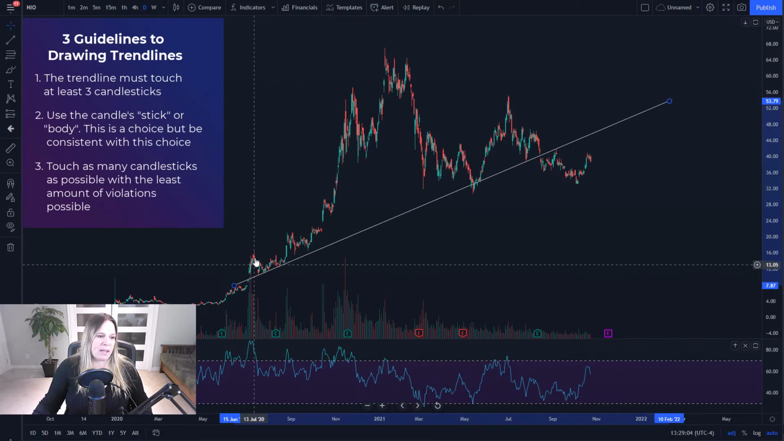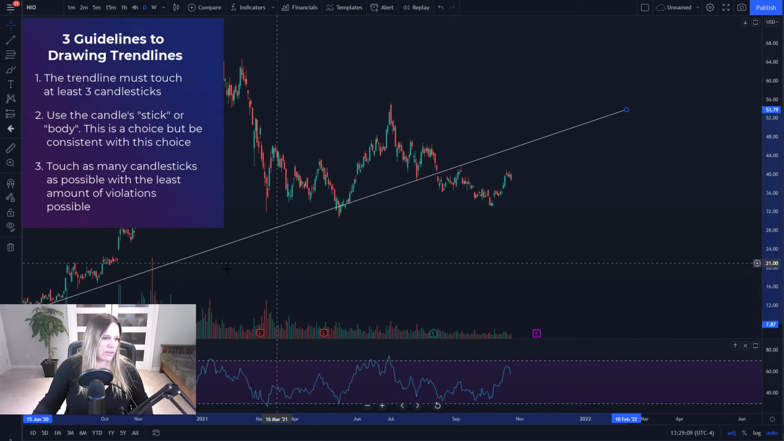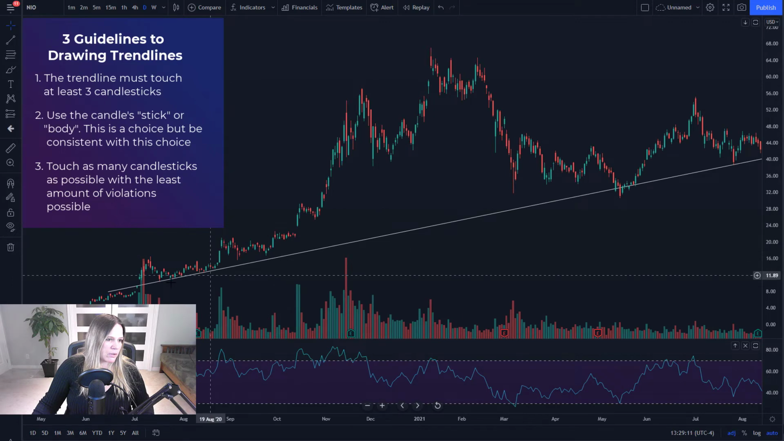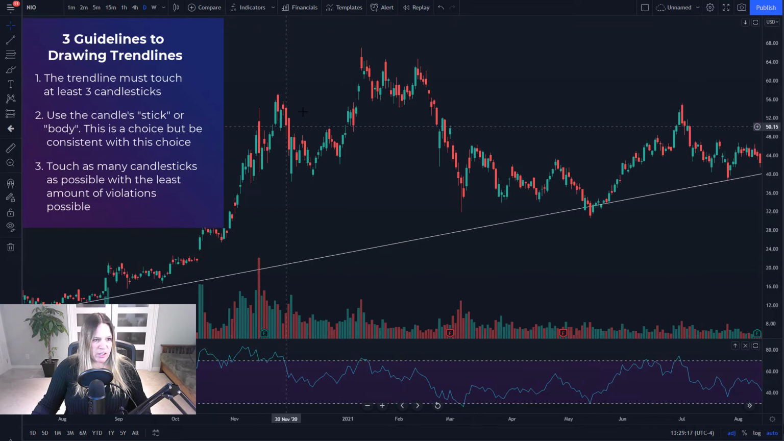So we have many touches. So over here we've got 1, 2. We've got 1, 2, 3, 4, 5. We're going to count about 8 touches over here. Then we bounce off this trend line. We see some really big bull moves.